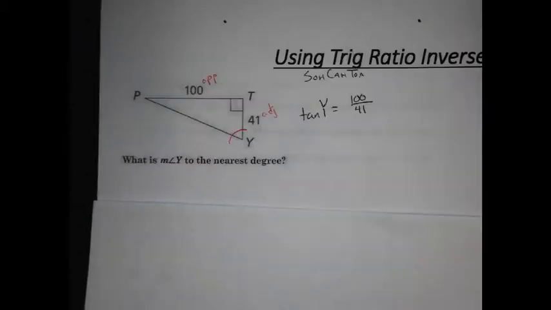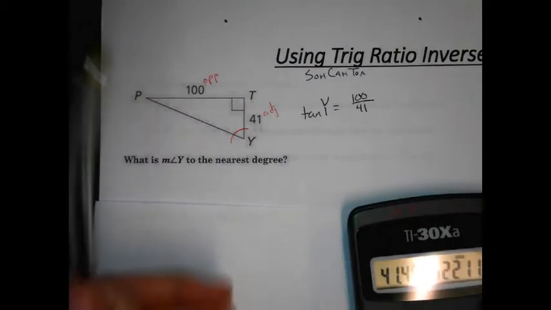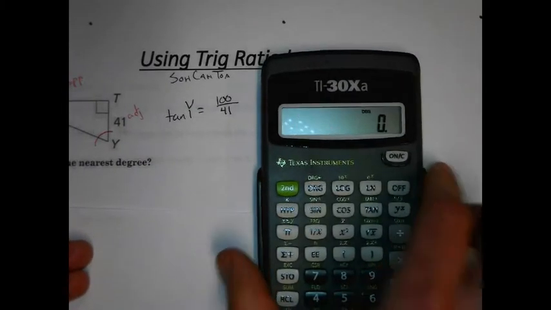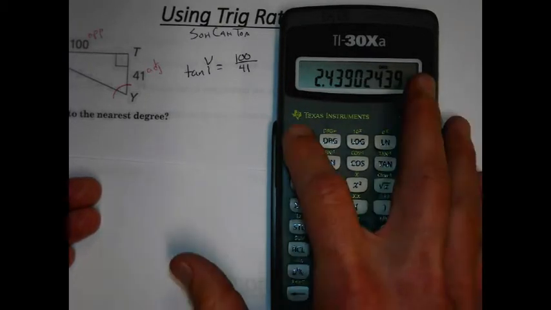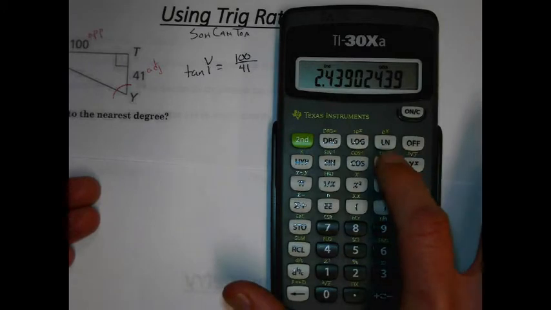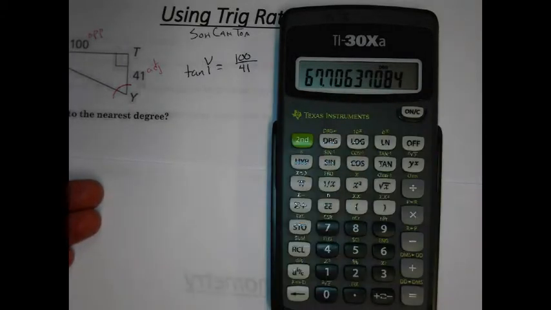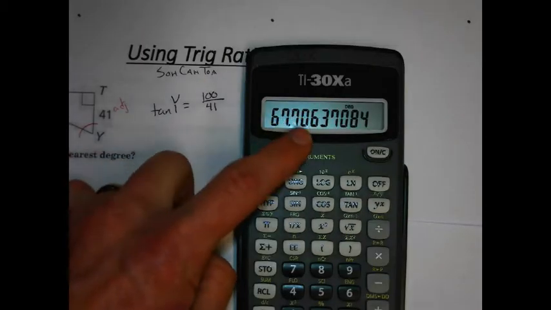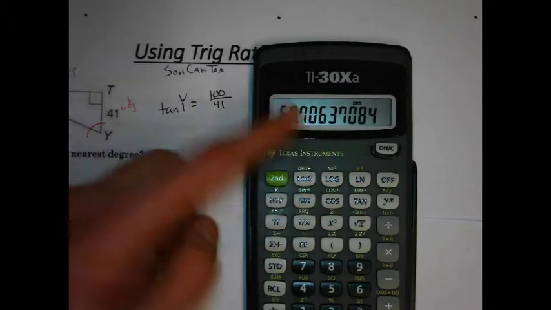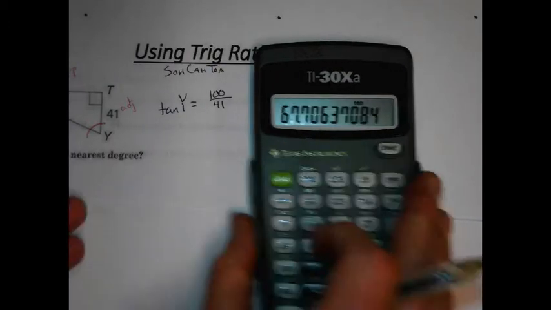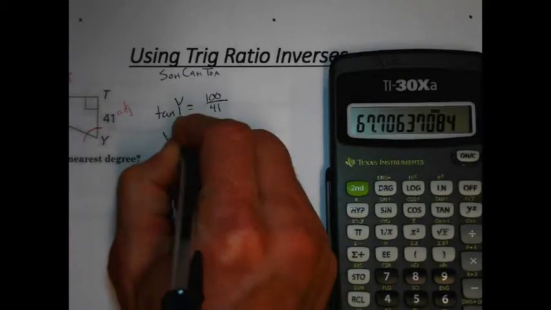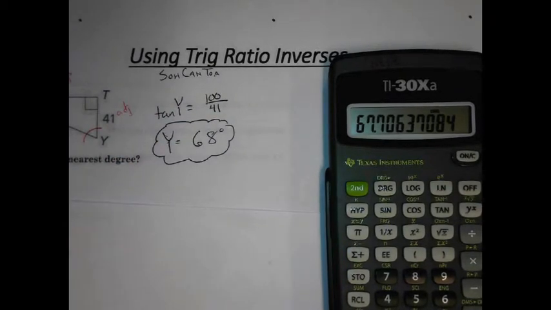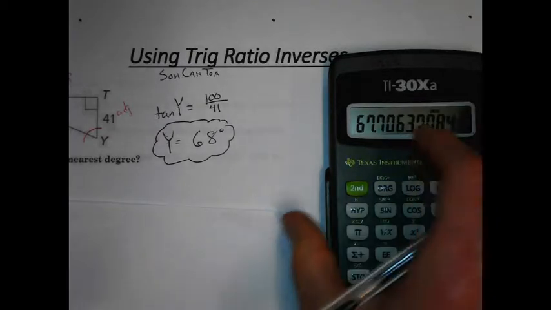And now we're all set to find the degree measure. How? Calculator work. Okay. So the tangent of y equals 100 over 41. So 100 divided by 41 equals, and then we're going to do the inverse tangent. And that gives us the degree measure of 66.7. And the question is about the nearest degree. So guess what that 0.7 does? 0.7 bumps us up to 68 degrees. So the measure of angle y is in fact 68 degrees. And that is our measure. Right? Cool. Yay, practice. Let's do some more.